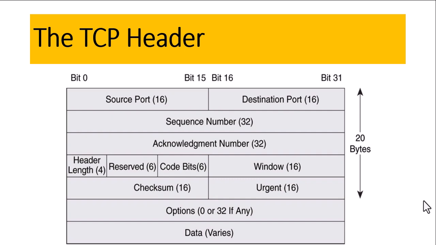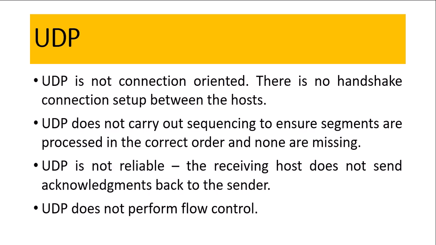Here we have the TCP header. At the top we can see the source port number and the destination port number. We also have the sequence number and acknowledgement number to ensure flow control. We also have different fields for header length, reserved, code bits, window, and checksum. These are all used to handle the flow control of the data and for error recovery. And at the end we have the data.